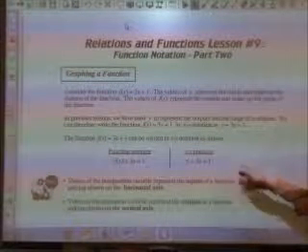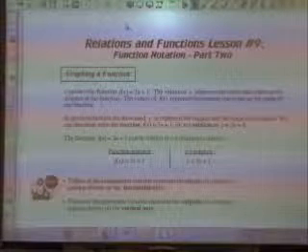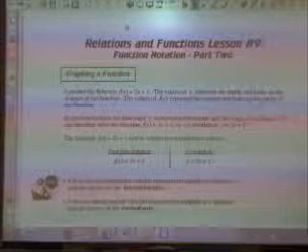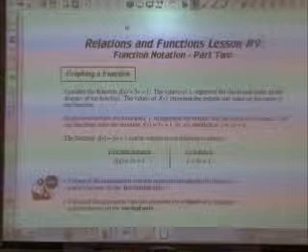In both of these, the independent variables are the inputs and they're put on the horizontal axis. The dependent variables are my outputs and they are put on the vertical axis.